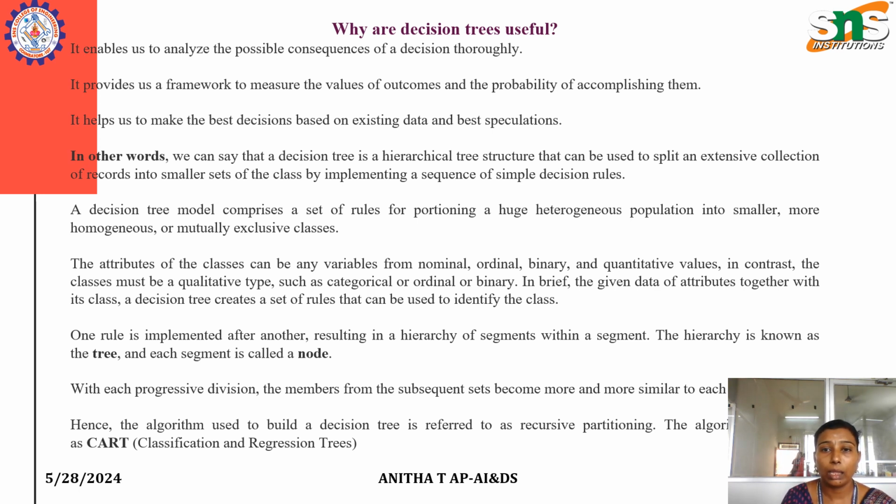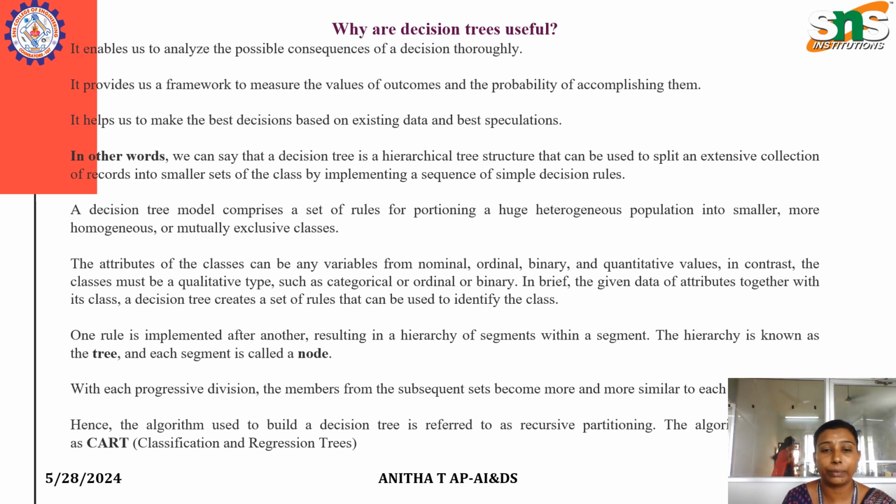be used to split an extensive collection of records into smaller sets of classes by implementing a sequence of simple decision rules. The attributes of a class can be any variables from nominal, ordinal, binary or quantitative values, in contrast, the classes must be qualitative types such as categorical, ordinal or binary. Given the data of attributes together with its class, a decision tree creates a set of rules that can be used to identify the class.